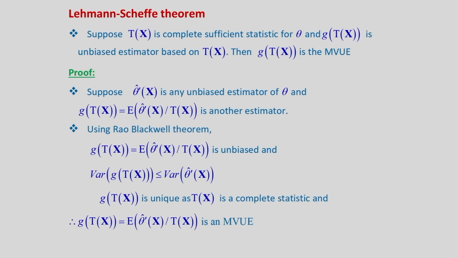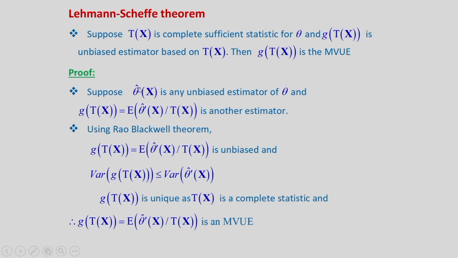Now, we will prove one classical theorem which will help us to find out the MVUE. Suppose T(x) is a complete and sufficient statistic for theta, and g(T(x)) is an unbiased estimator based on T(x). So, we have an unbiased estimator based on T(x). Then g(T(x)) is the MVUE. We will prove this.